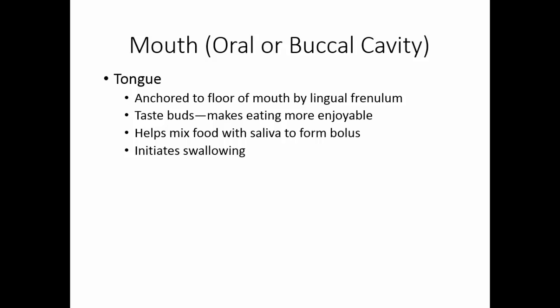Some children are born with a condition called ankyloglossia. They're literally tongue-tied. Their lingual frenulum is too short, and it does not allow them to have free movement of the tongue. This is corrected surgically by simply clipping the lingual frenulum a little bit. Children with this have difficulty speaking and eating, so they need to have this fixed fairly soon.